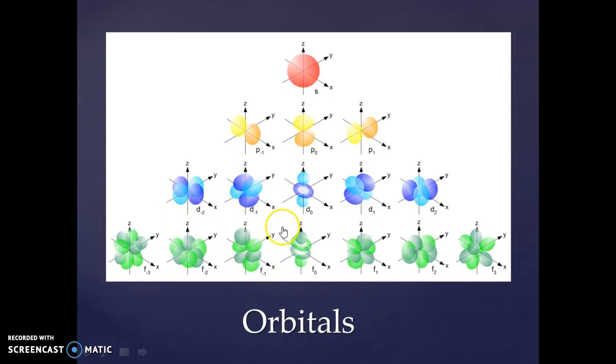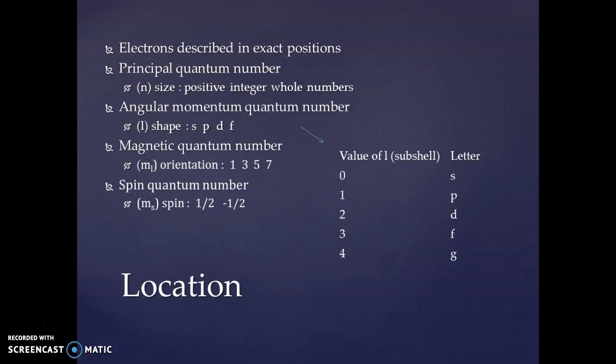So pretty much the orbitals that he was talking about were the S, the P, the D, and the F, and the electrons travel kind of in these clouds here, and they're just kind of randomly in there and not fully in certain shapes. And the electrons that were given, where we describe them in exact positions through the principal quantum number, the angular momentum quantum number, and the magnetic quantum number, and also the spin quantum number, and these just give us the size, the shape, the orientation, and the spin.